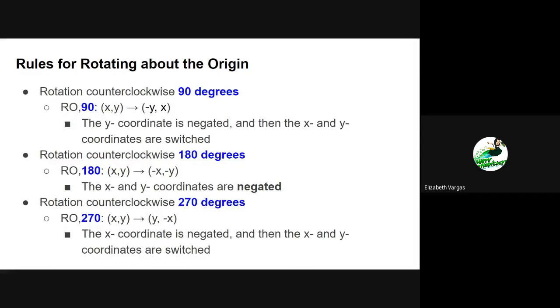We have different types of rules for rotation. We're going to go ahead and dive into these different rules. Let me share my screen.